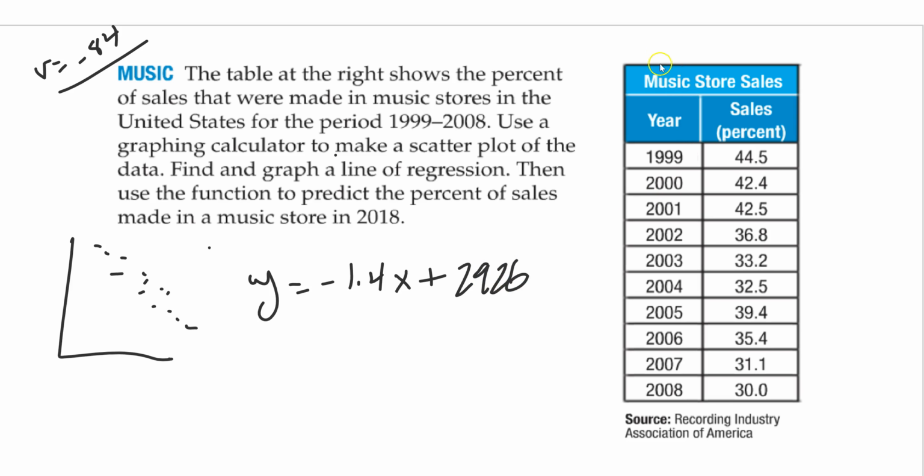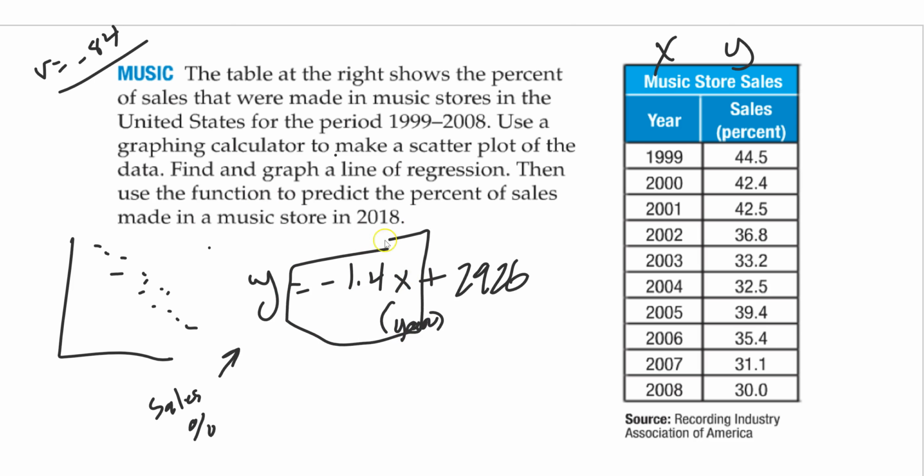2,994. Now remember, let's talk about what each thing means, right? X is year. And Y is sales percent. So percent of sales.